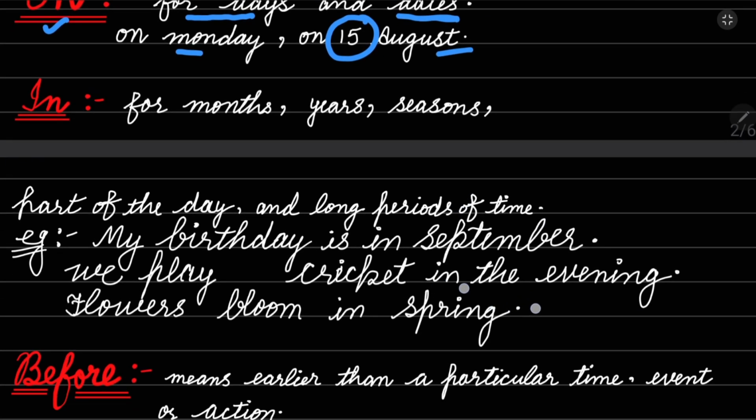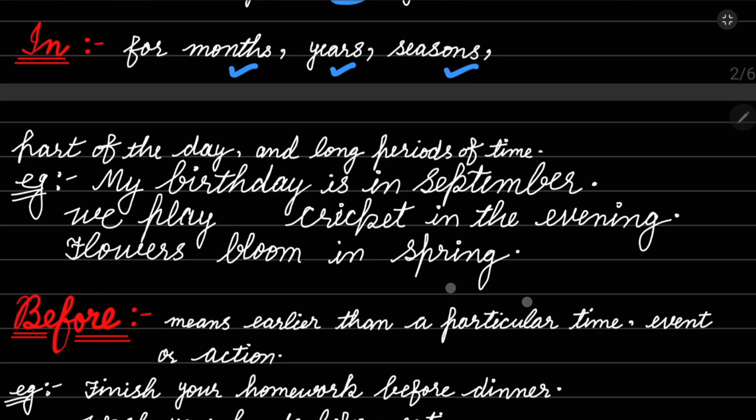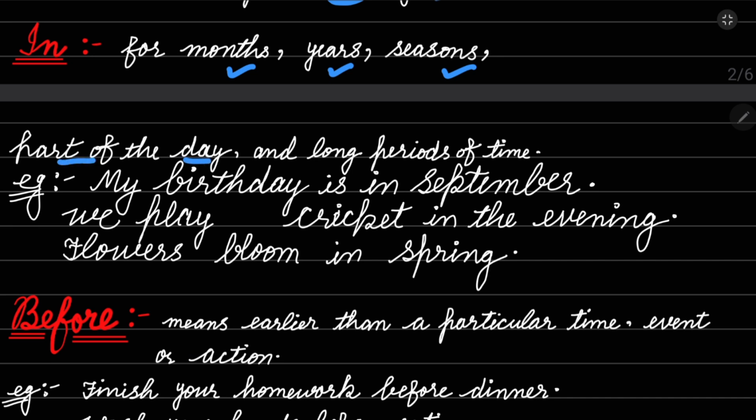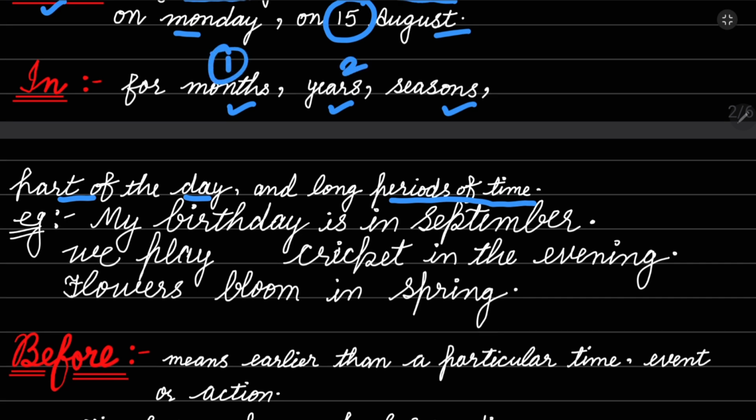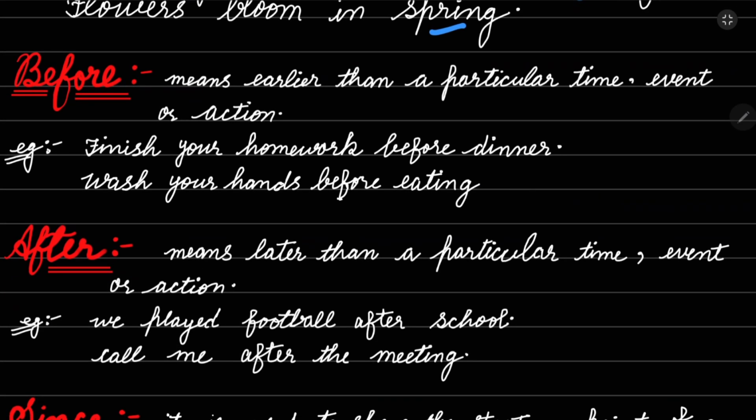Next is in. In is used for months, years and seasons, and part of the day and long period of time. For example, my birthday is in September. We play cricket in the evening. Flowers bloom in spring.